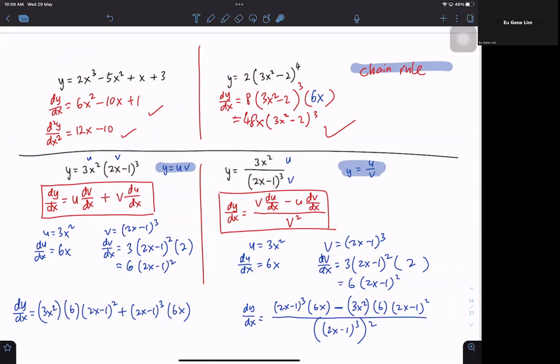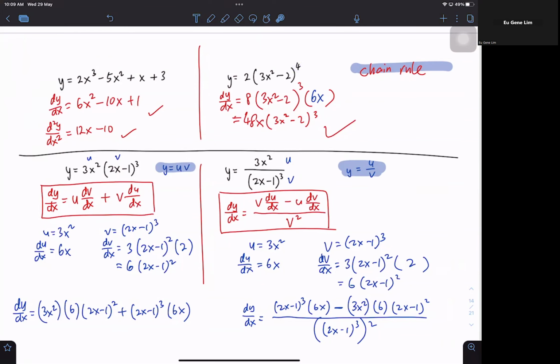Then next is the chain rule. When do we use chain rule? When the power is very big. When the power is very big, you cannot expand, right? So that's why you use chain rule, understand? Use chain rule only when the power is very big and you cannot expand.